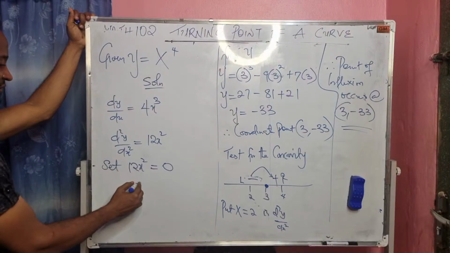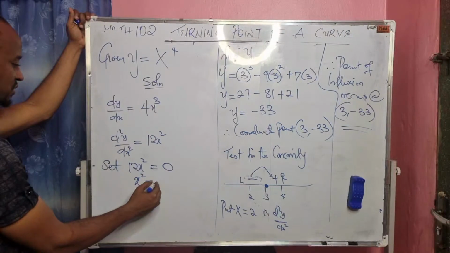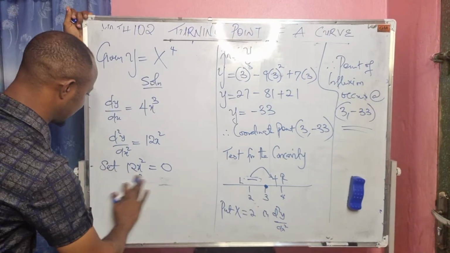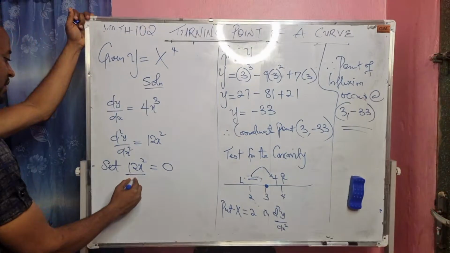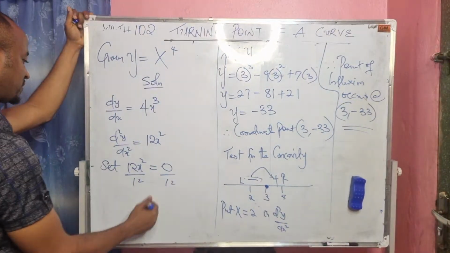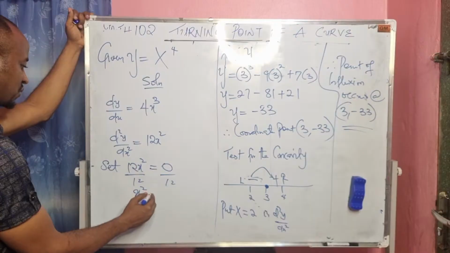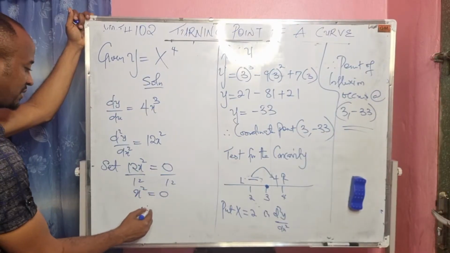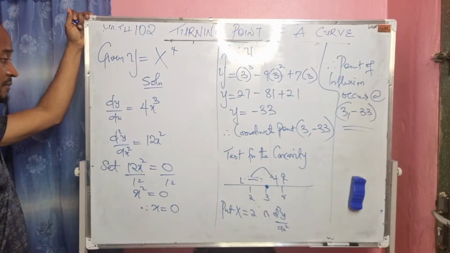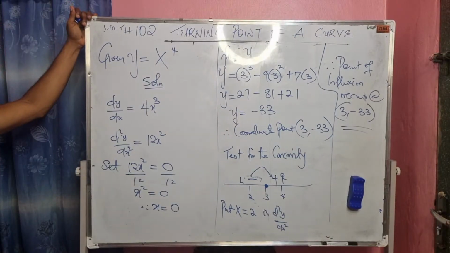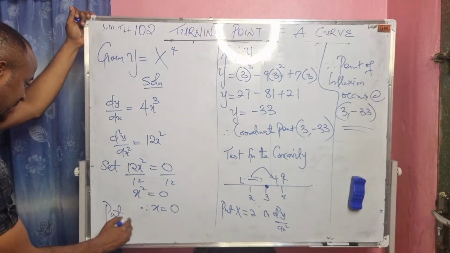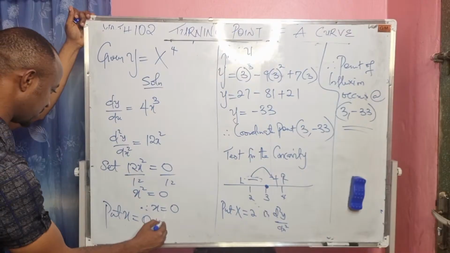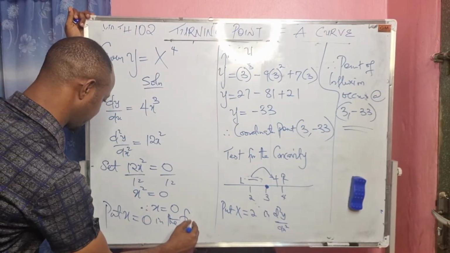So to find the value of x, let's start by dividing both sides by 12, right? This will give us x squared equals 0. That means our x is 0. The next step is to find the coordinates by putting x equals 0 in the function.